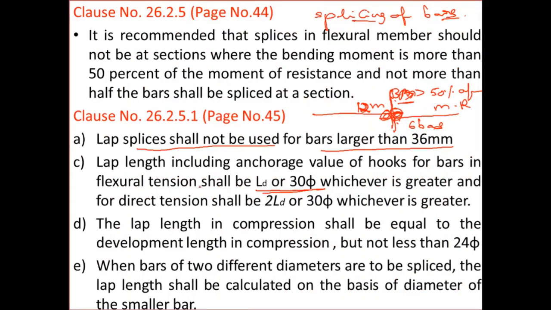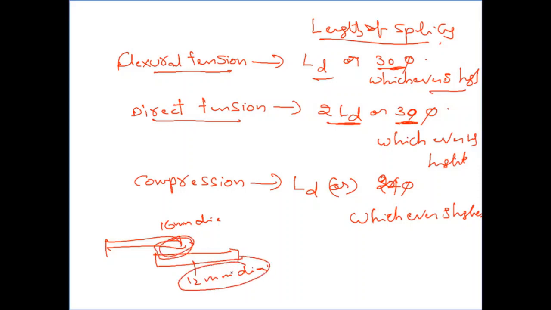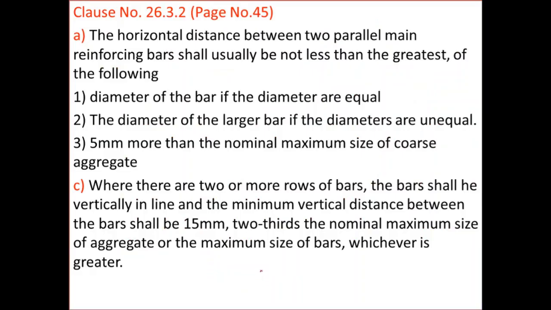Then when bars of two different diameters are to be spliced, the lap length shall be calculated on the basis of the diameter of the smaller bar. Okay, whenever you are lapping two bars of different diameter, this bar may be 16 mm diameter and this bar may be 12 mm diameter. So in this case, the splice length must be calculated according to the smaller bar diameter. Okay, that's the clause. Next clause is related to the spacing of the bars.